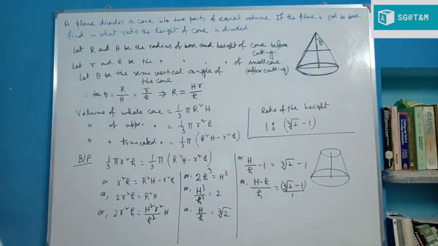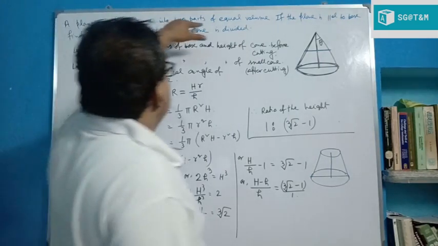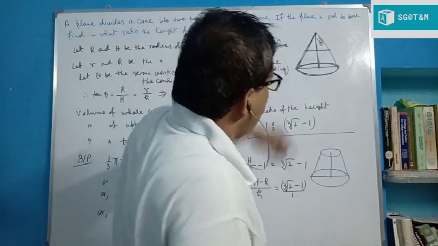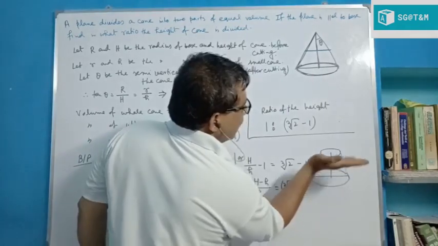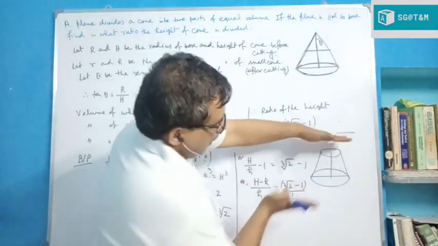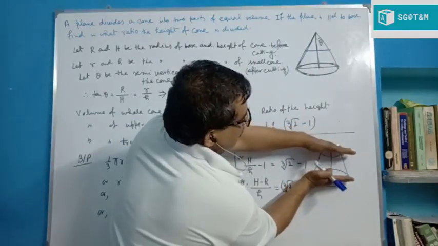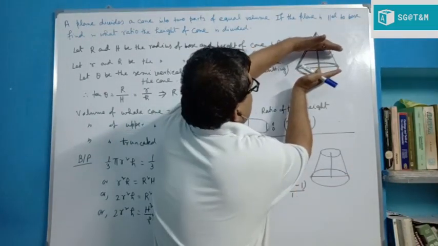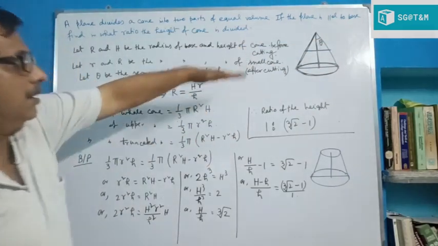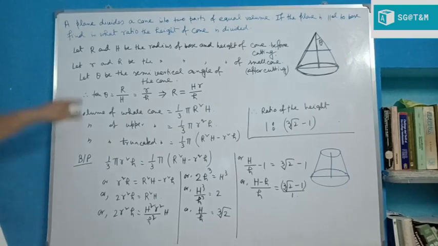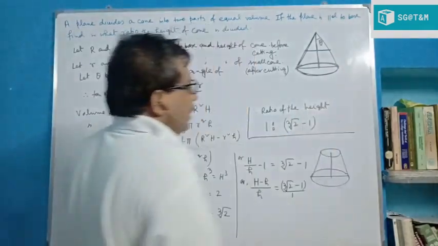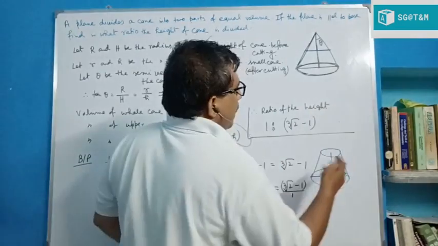So what is the question now? A plane divides a cone into two parts of equal volume. If the plane is parallel to the base, this is the base, and the cone is cut by a parallel plane. That means these two are parallel to each other. The plane is parallel to its base, and this is the cutout portion.